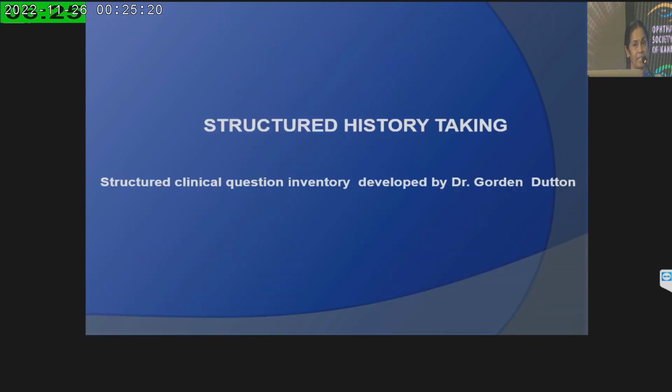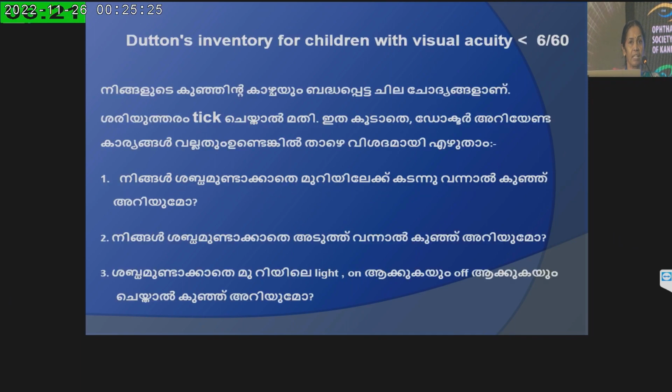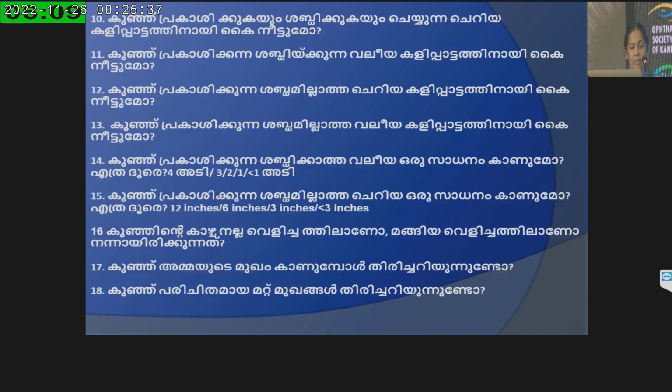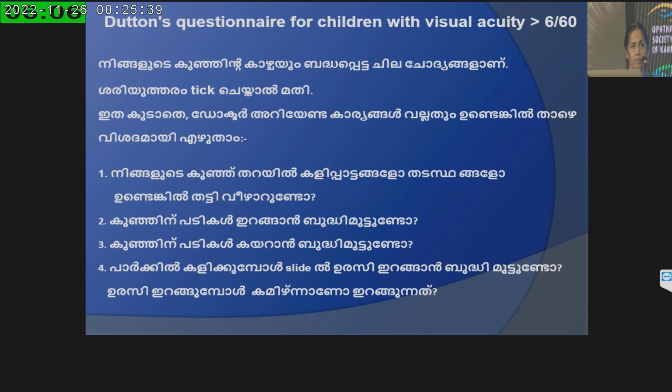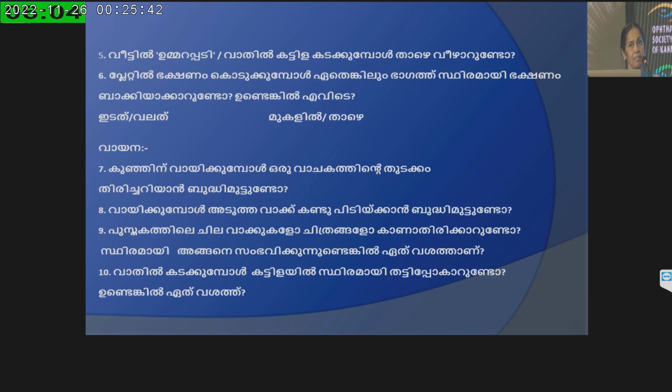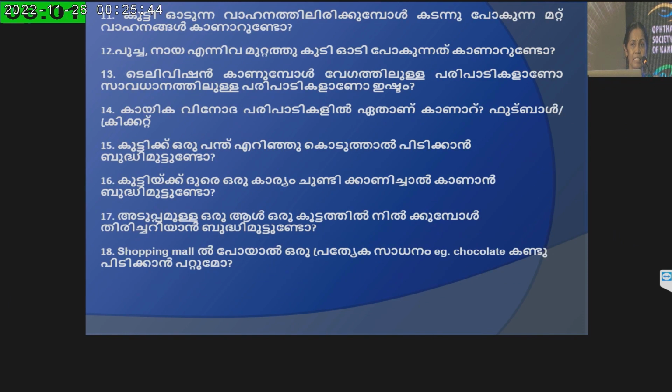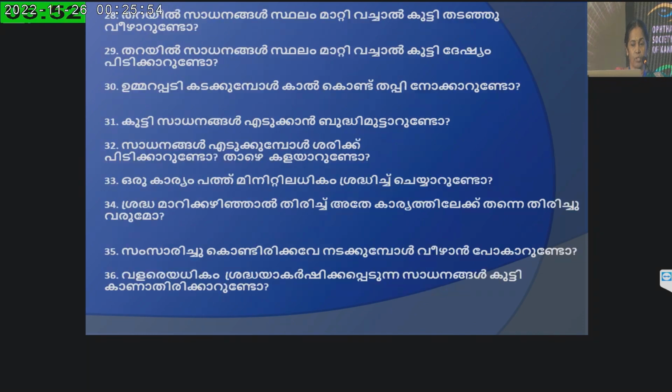And history is very important in CVI. To prevent omission, we are giving a structured inventory. Dr. Dutton has invented this, and I have translated it to Malayalam. It has around 50 questions, but basically what we want to know is whether the child is independent, whether the child is going to school, whether the child can recognize faces and familiar objects. Such things we should be able to know.